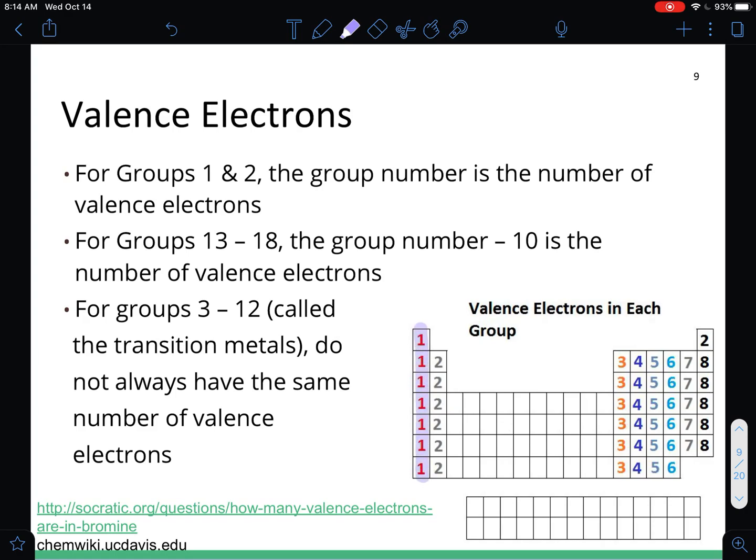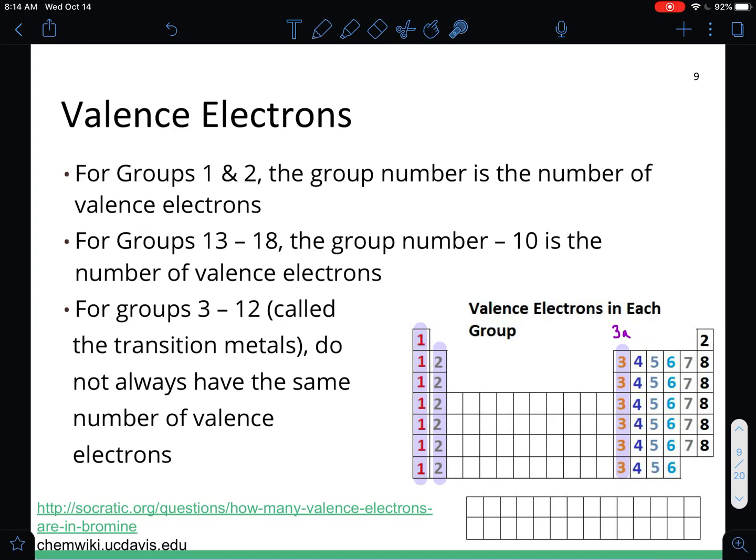So all group 1 elements will have 1 valence electron. All group 2 will have 2 valence electrons. Then when we jump across through 13 to 18 or 3A to 8A, the reason why we say 3A through 8A is because that first letter, or that first number, tells us the number of valence electrons.